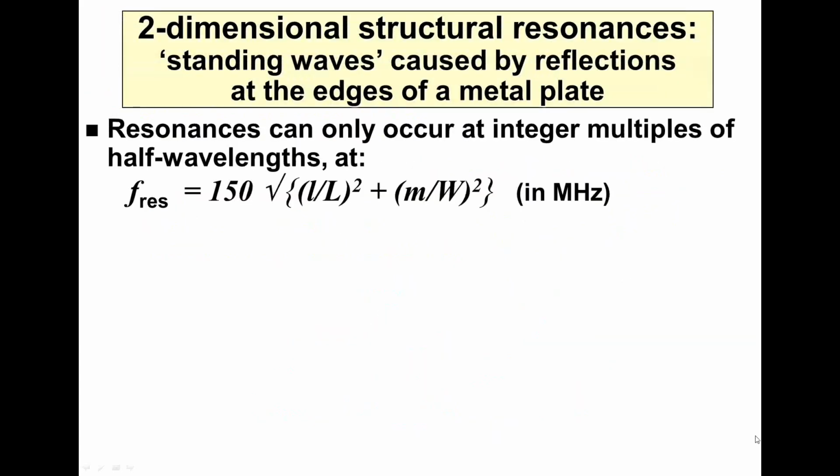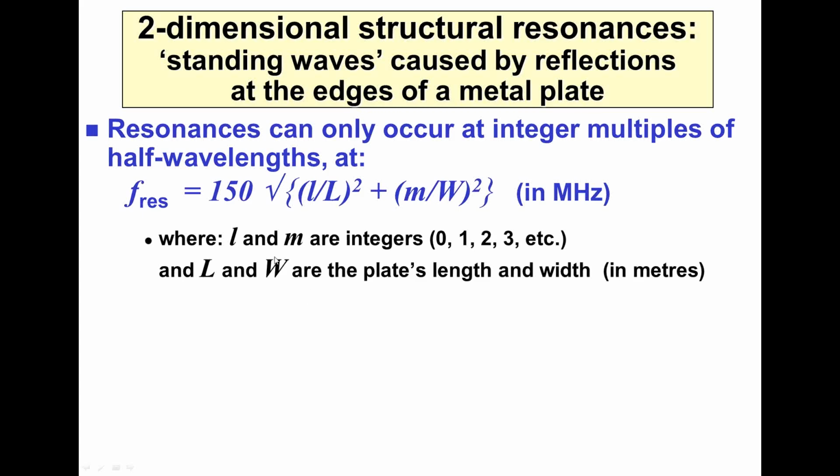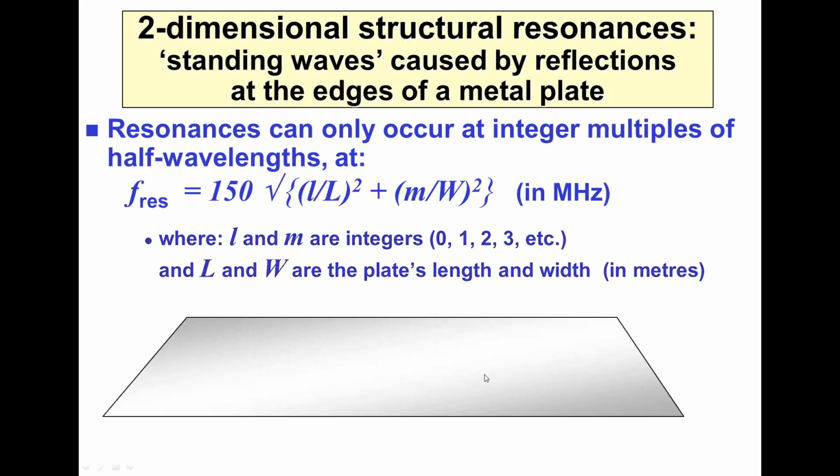What about two-dimensional structures? Well, we can make a guess at the resonances of a metal plate, for instance, with this formula: 150, this is in air, 150 times the square root of little l over big L squared plus little m over w squared. Looks a bit horrendous as an equation, but it's really quite simple, because l and m are integers, 0, 1, 2, 3, and L and w are the plate's length and width in meters.